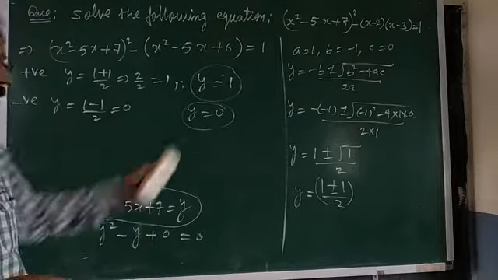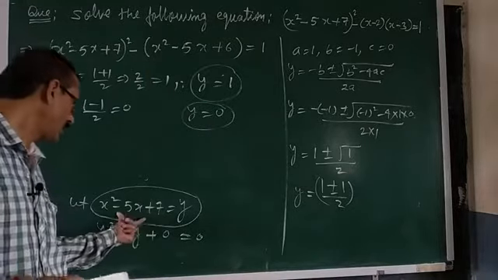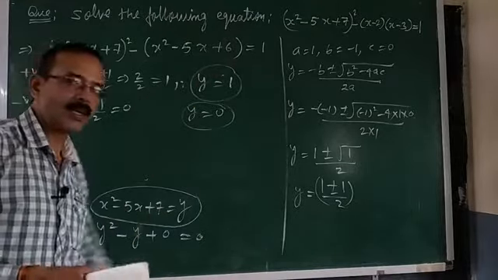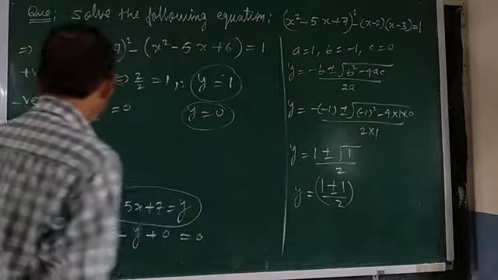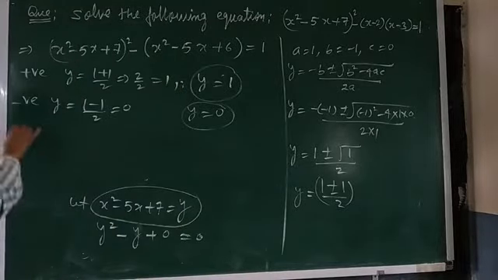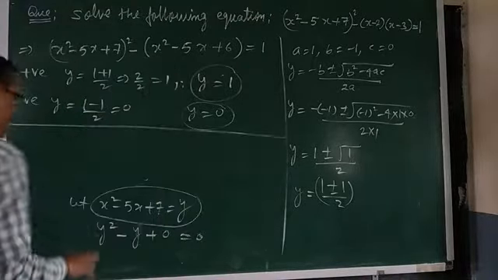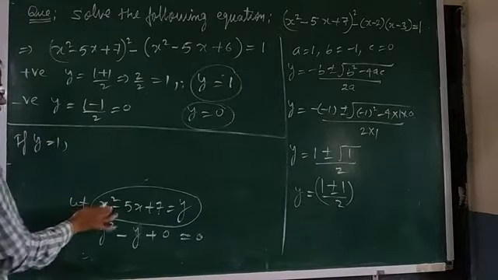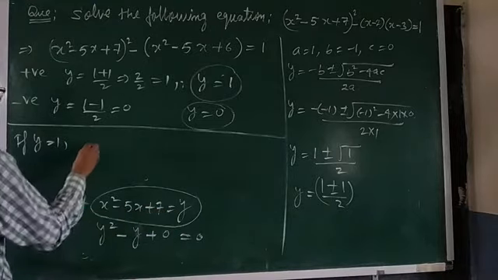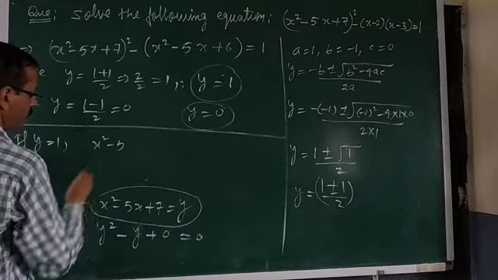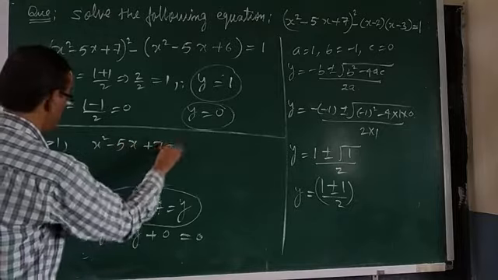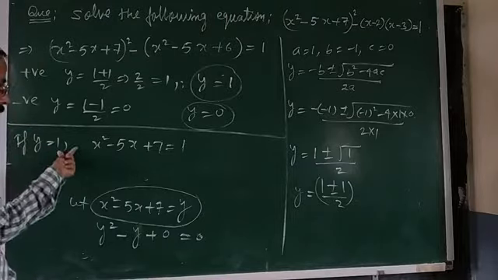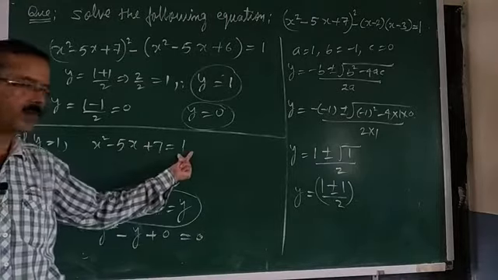Now by taking this, because y is equal to this thing, in the place of y we have to write it in this equation is equal to 1. Then again we have to solve. Okay, so let us start that. If y is equal to 1, then x square minus 5x plus 7 is equal to 1. Here y value is equal to 1.